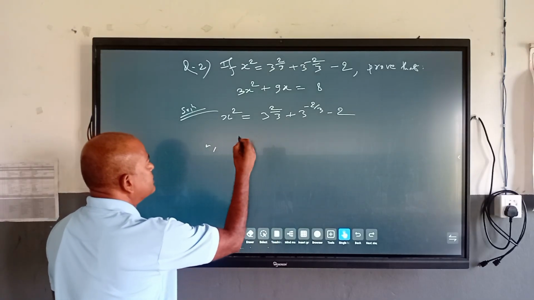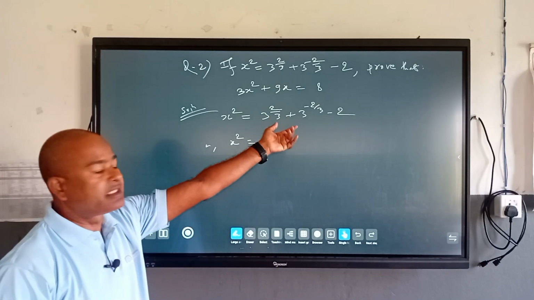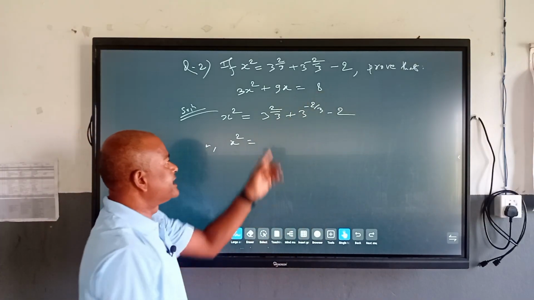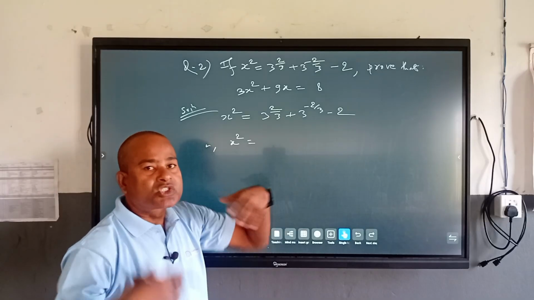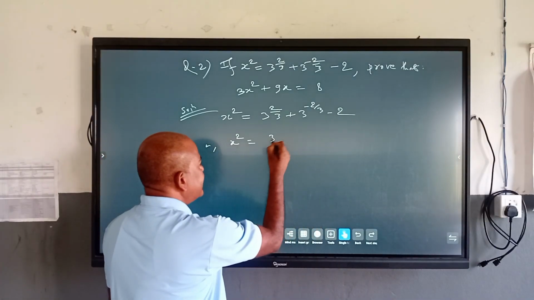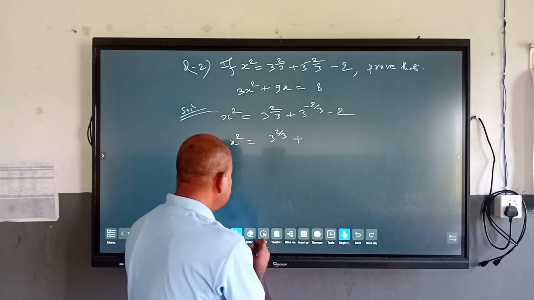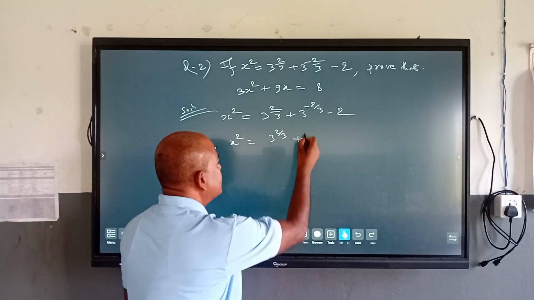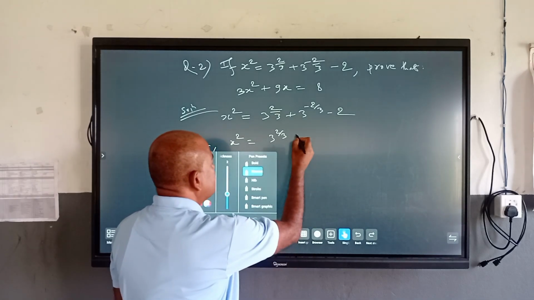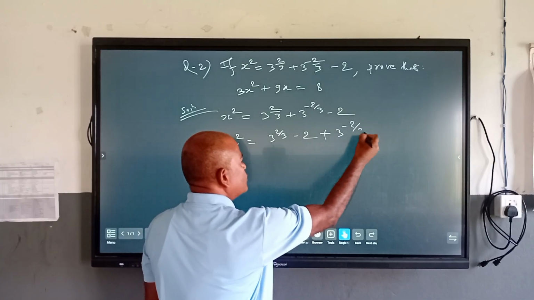Dear students, to find the value of x from the given condition, at first we have to make this expression square. We have to change it into a square form. So let's arrange the terms at first: 3 power 2 by 3, then minus 2 writing in the middle, plus 3 power minus 2 by 3.